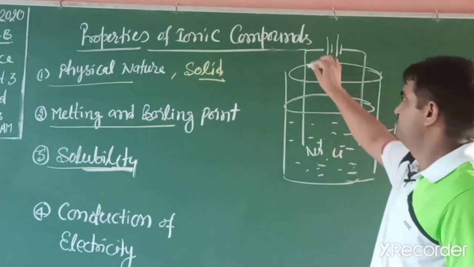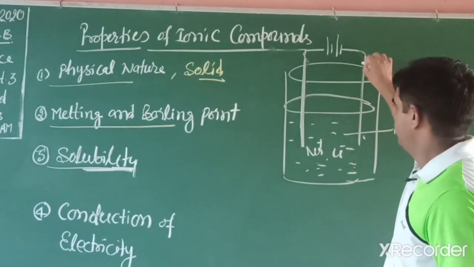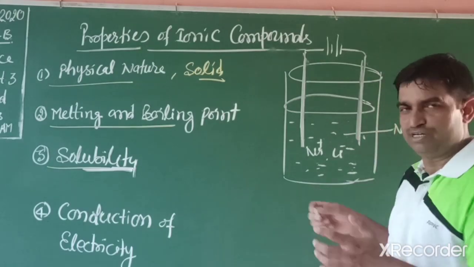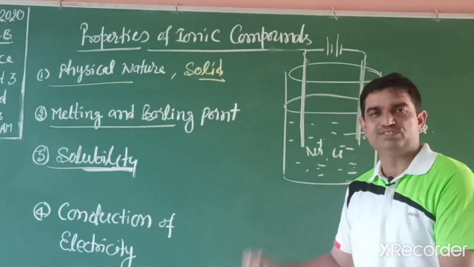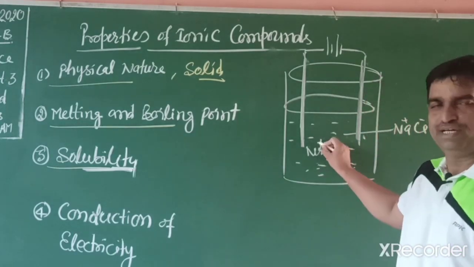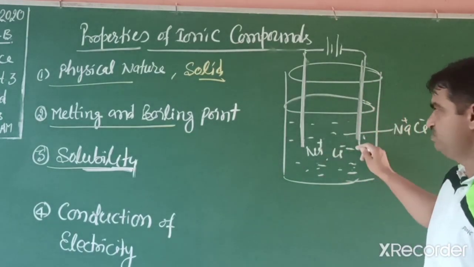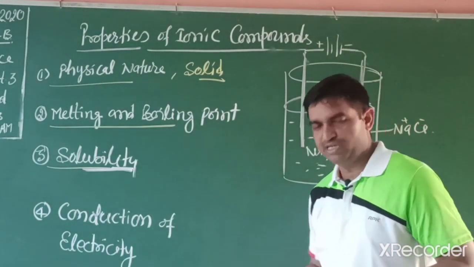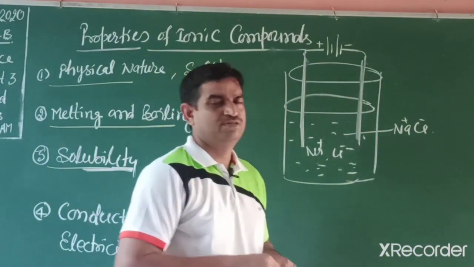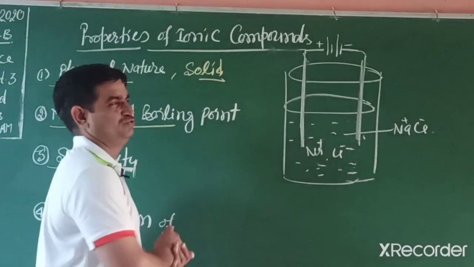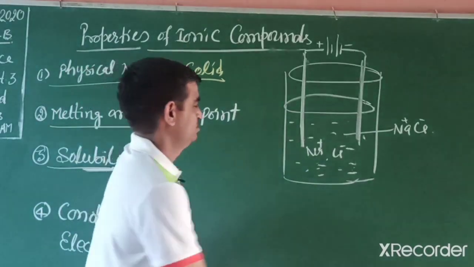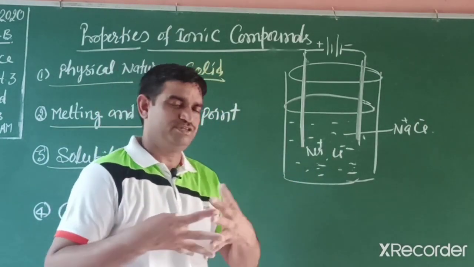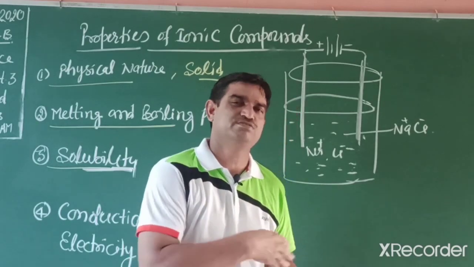For the electrode we can use any metal or carbon graphite, since we know they can pass current. When current passes, these ions move towards the oppositely charged electrode. Sodium ions move towards the cathode and chloride ions move towards the anode. In this way they can pass current. In solid state these compounds do not pass current, but in solution they can, because the movement of ions is free. In solid state they are tightly bonded and cannot move.